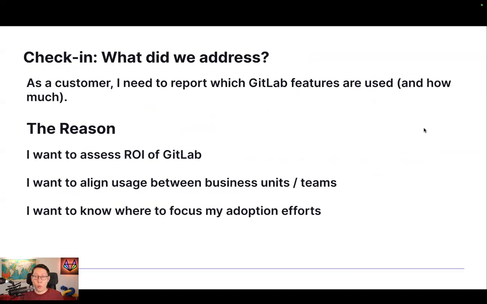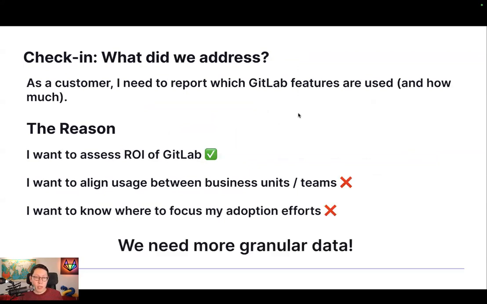So what did we achieve? The question was, I want to report on which GitLab features are used and how much, because I want to assess ROI. Okay, we can do this with the service ping data. But I also want to align the usage, and I want to focus my adoption efforts, and instance level data is not enough for this.